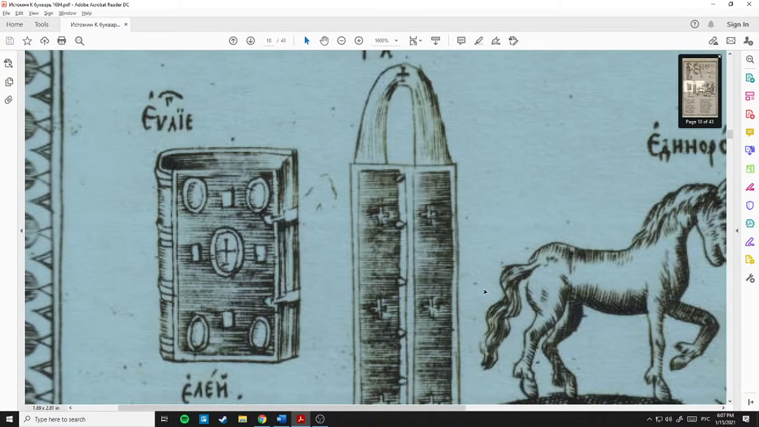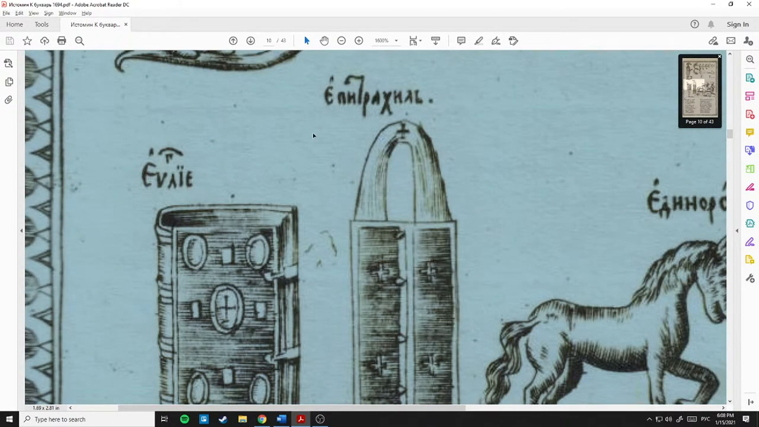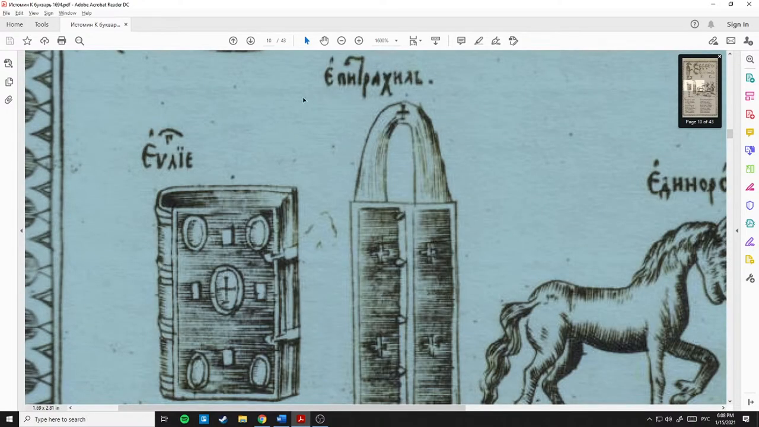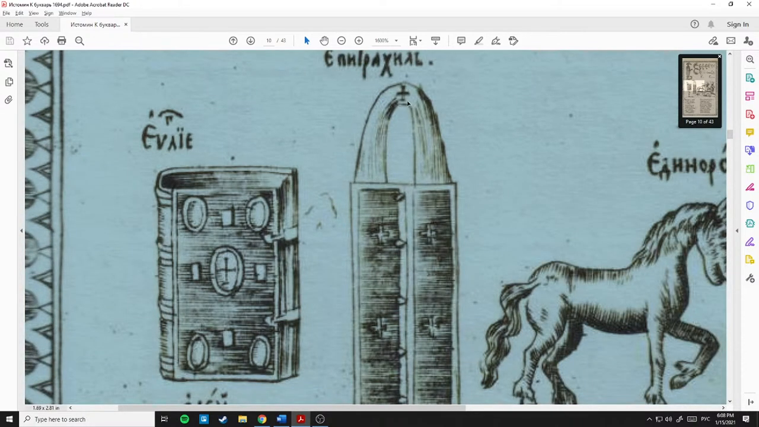And another word that was adopted was this one, and that is Epitrachil, and that comes from Greek as well, actually from Byzantine Greek, from epitrachelion, and that means on the neck, simply because this garment, this piece of clothing, was actually worn around the neck. This is still being used, and it's a vestment that priests and bishops use in the Orthodox Church.